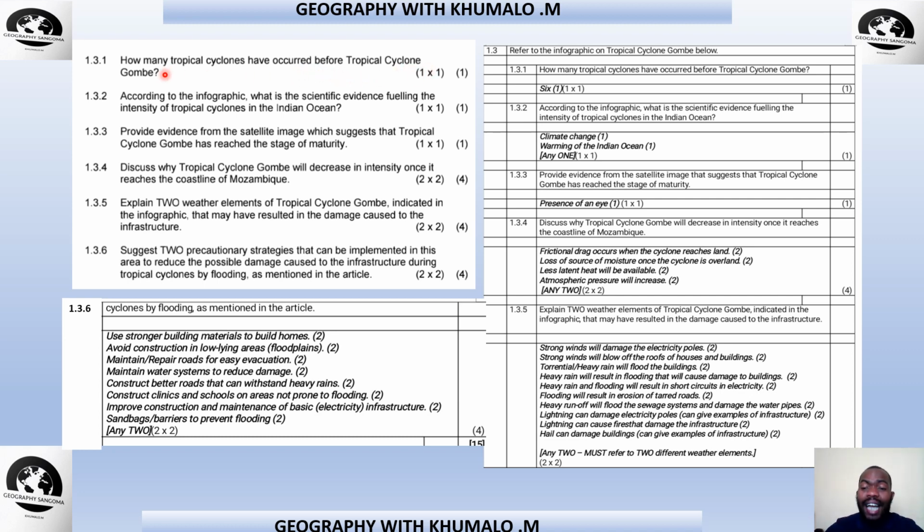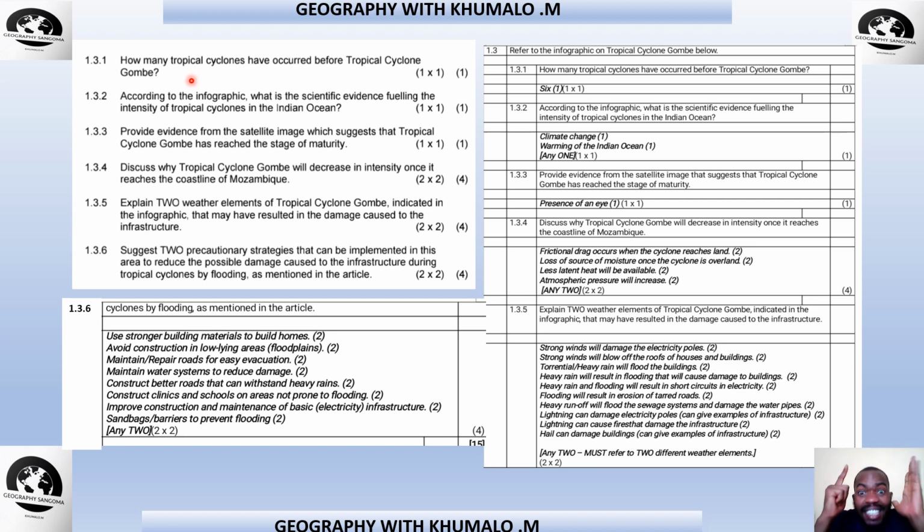Now this question, guys, you must be well aware of this and you must read it carefully, because they say that have occurred before. When they say before, they didn't want you to include Gombe, so it is before Gombe. So it's A, B, C, D, E, F, that is 6. 6 tropical cyclones have occurred before Gombe, because Gombe, letter G, is the 7th alphabet. So they say before, then it is 6.